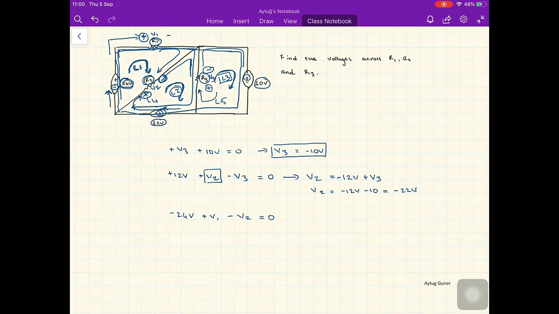We know the voltage V2. If we want to find V1, then minus 24 volt plus V1 minus 22 volt, and we get V1 as 2 volt.